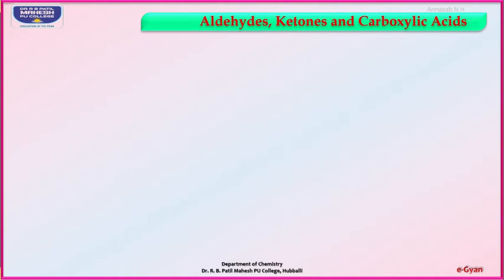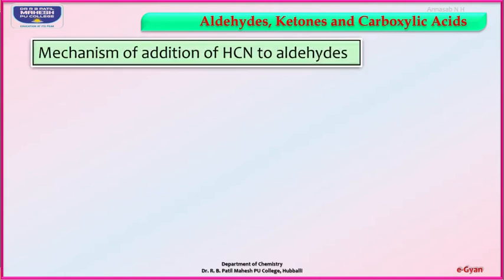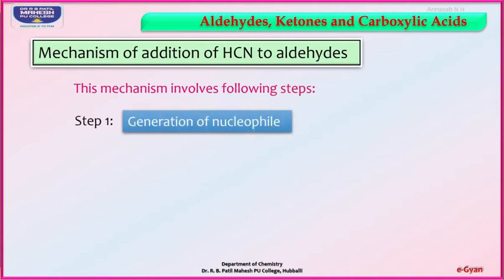We learn the important mechanism of addition of HCN to aldehyde, which is one of the most important questions for your board exam. This mechanism involves the following two steps. First step, generation of nucleophile. HCN combines with base OH minus and gives rise to CN minus, and water is liberated. So now we got nucleophile CN minus.